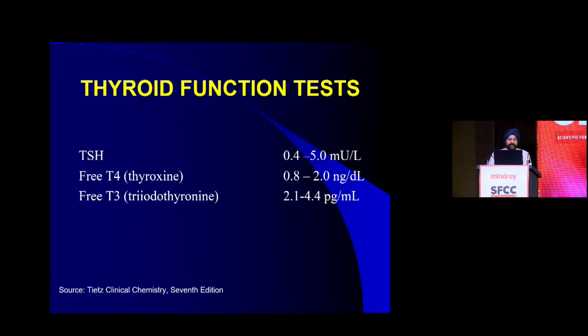So these are the biological reference intervals of thyroid function tests. We all know them, but just for clarity, TSH is 0.4 to 5, FT4 is 0.8 to 2, and FT3 is 2.1 to 4.4. My source is Tietz Clinical Chemistry, but most standard textbooks will have values pretty much similar.